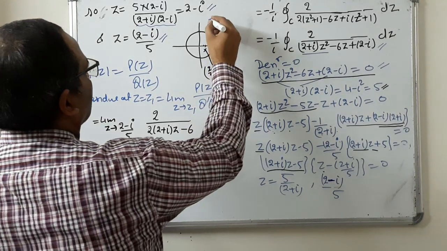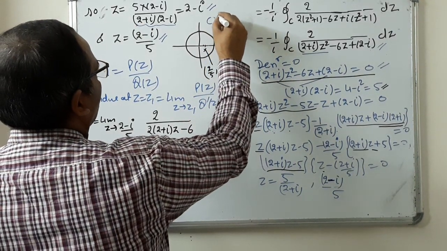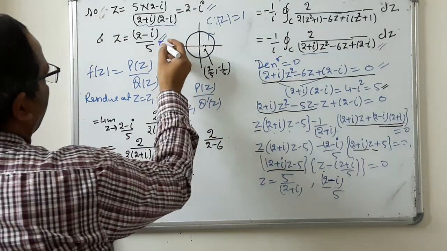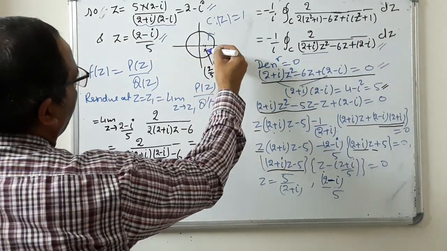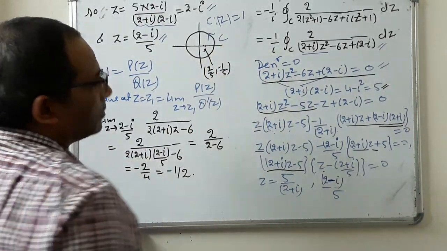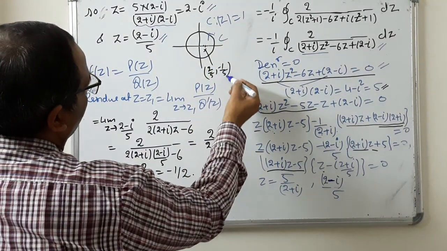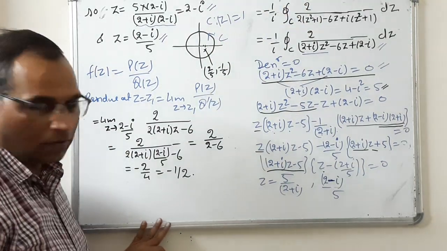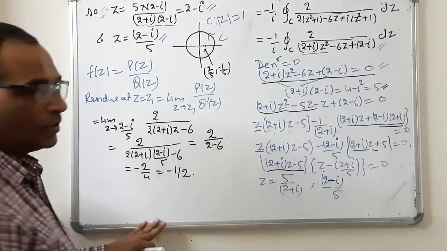And the unit circle is given, C is given as modulus of z equal to 1. This is the circle. So only this second one, (2 minus i) upon 5, lies in this circle C, right? Because 2 by 5 and minus 1 by 5 is inside, and this 2 minus i will be outside the given circle. So only one singularity is there.